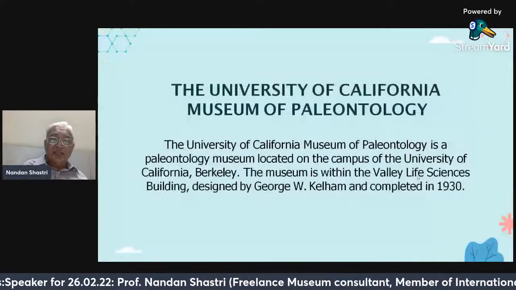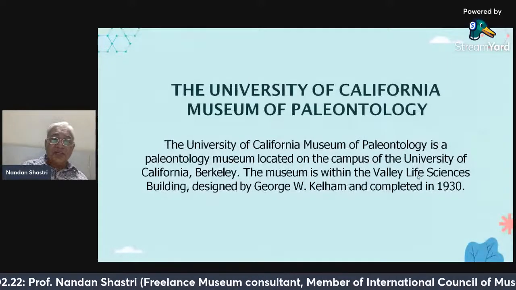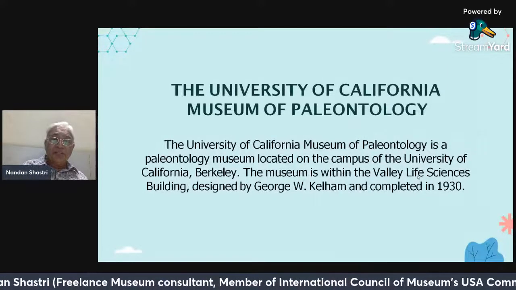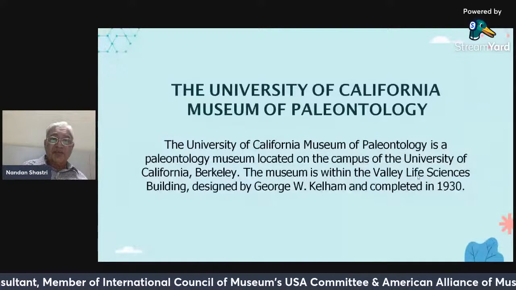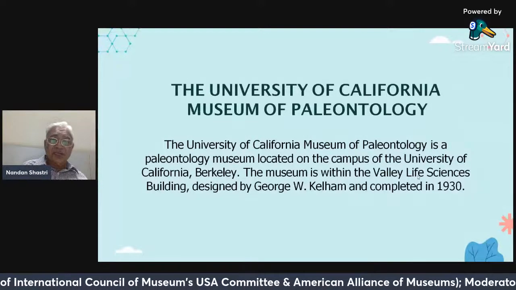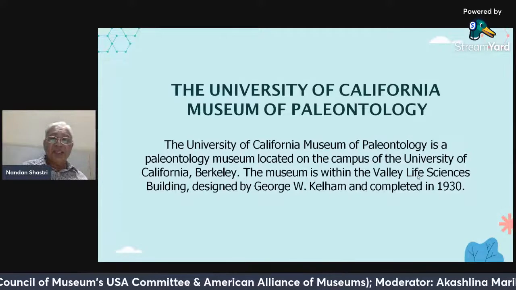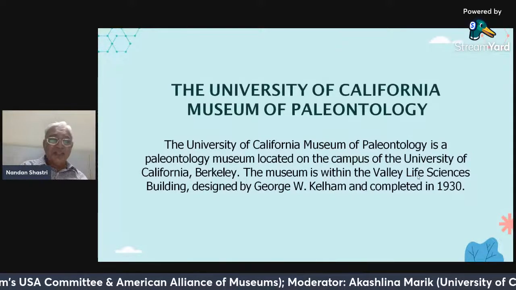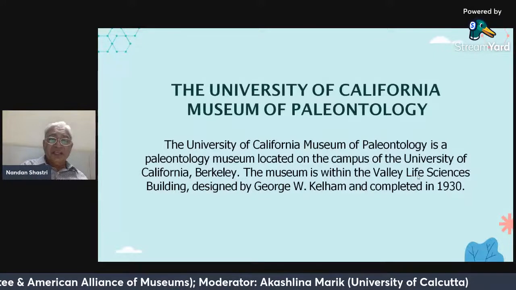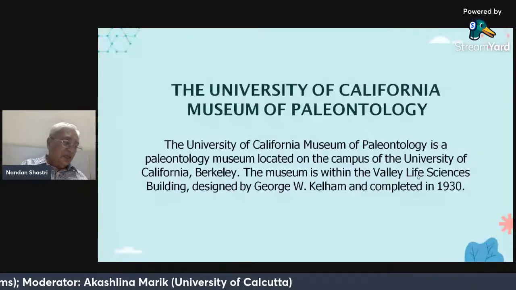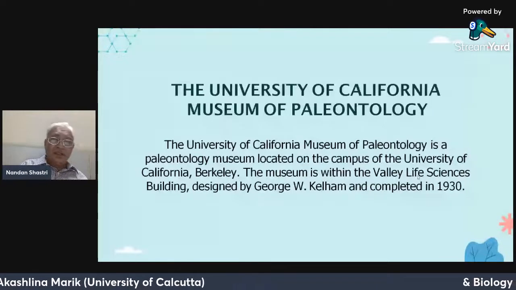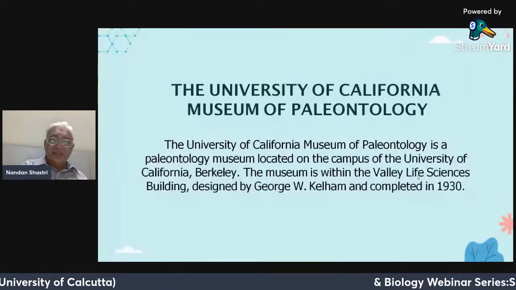Next, the University of California Museum of Paleontology is a paleontology museum located on the campus of University of California, Berkeley. The museum is within the Valley Life Sciences building designed by George K. Calhoun and completed in 1930. Next slide, please.